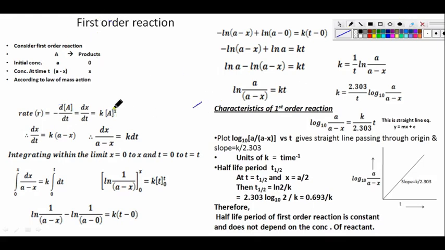No need to write this one. So what is the concentration of reactant A at time t? It is A minus x. So replace this A by A minus x. You will get dx upon dt is equal to k into A minus x.